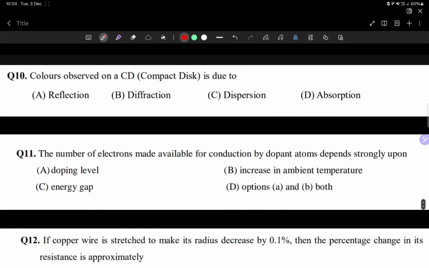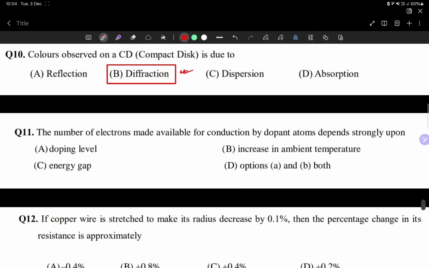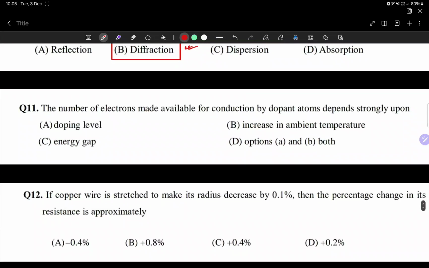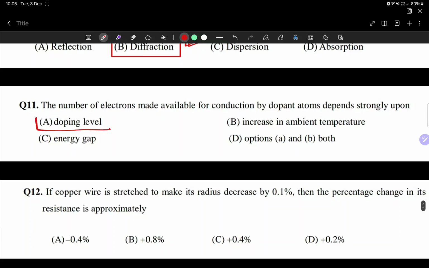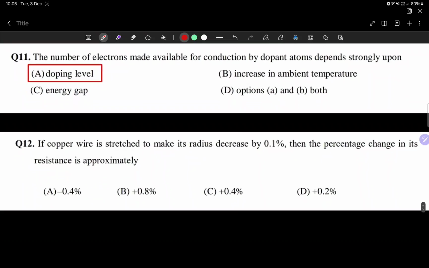Next is question number 10, that is a theoretical question. Colors observed on a CD, compact disc, are due to diffraction. Okay, this is available in our theoretical part. The number of electrons made available for conduction by dopant atoms depends strongly upon, the correct answer is the doping level in the semiconductor. Okay, you all have read this.